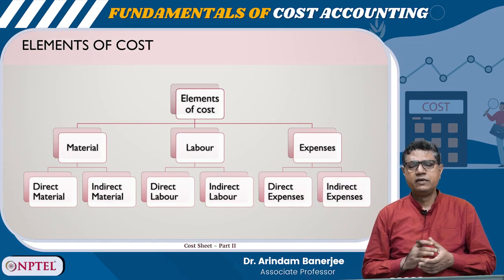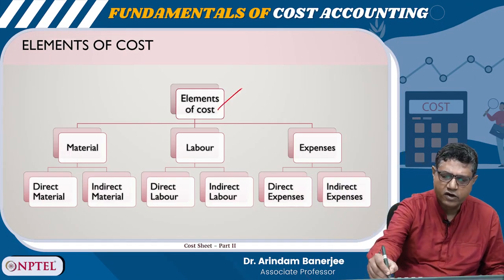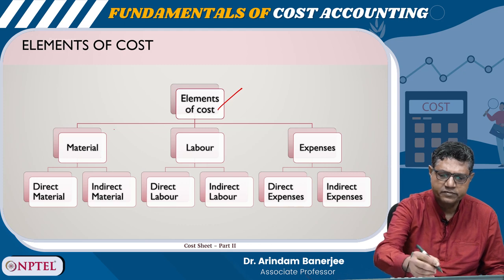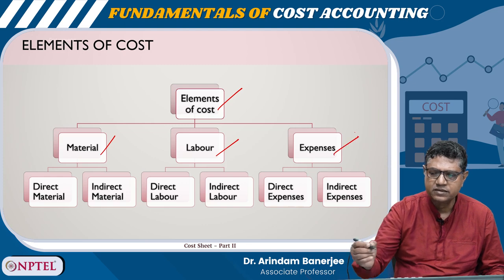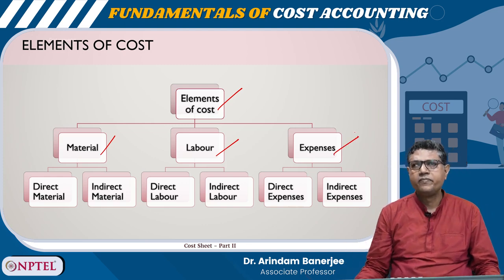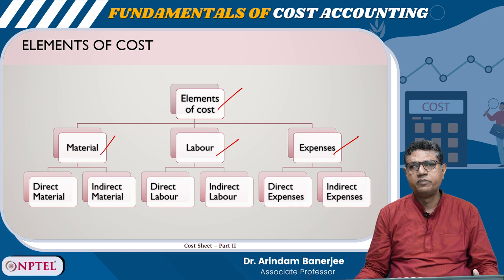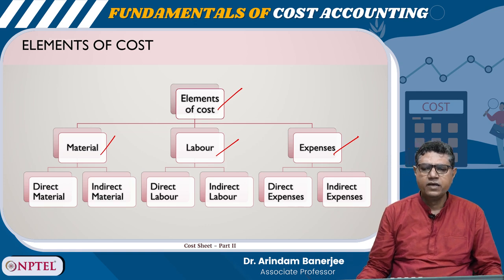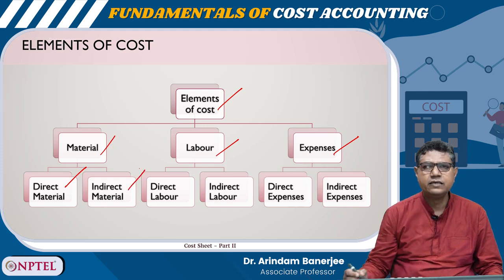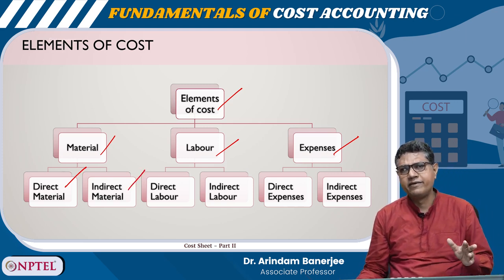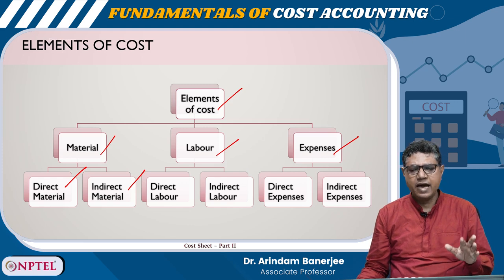So now, what are the basic elements of cost? The elements of cost are material, labor, and expenses. These are the three elements. First is material, second is labor, and third is expenses. The material I can divide into two parts, direct material and indirect material.